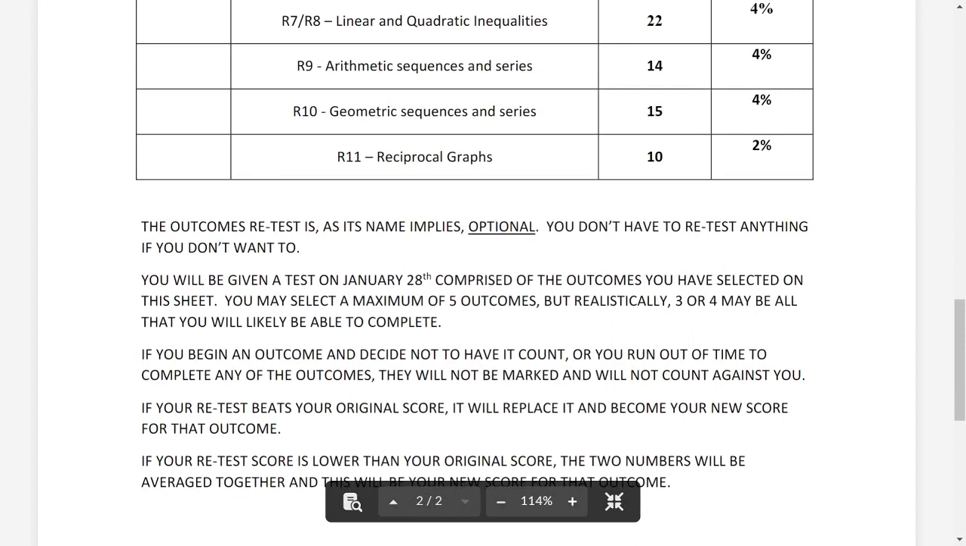You may select a maximum of 5 outcomes. So don't even try to pick more than 5. Realistically, I don't know that 5 is doable unless they're all small and you really know what you're doing so you can just blaze through them.